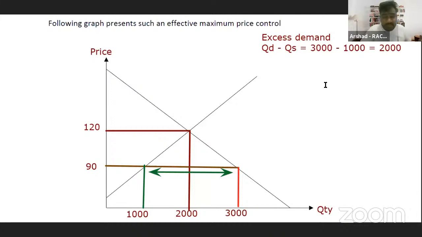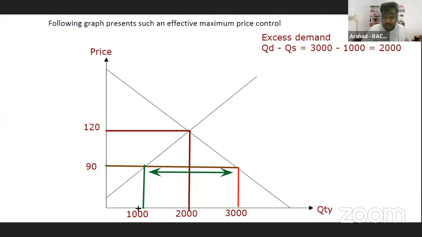So remember that. If that is the case, what is the maximum black market price? There is something like that as well. How do we find out the maximum black market price? Listen very carefully, okay? At the price of 90, suppliers are going to supply only 1,000 units.